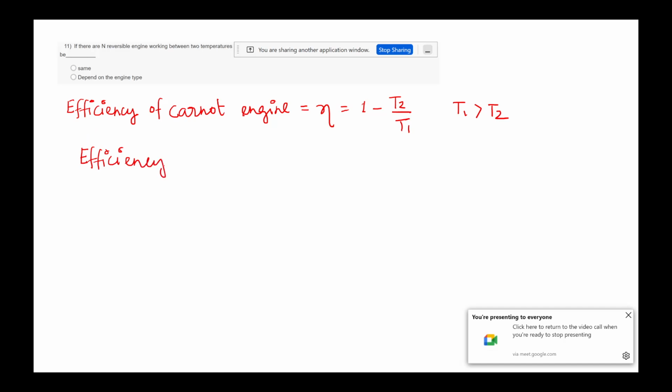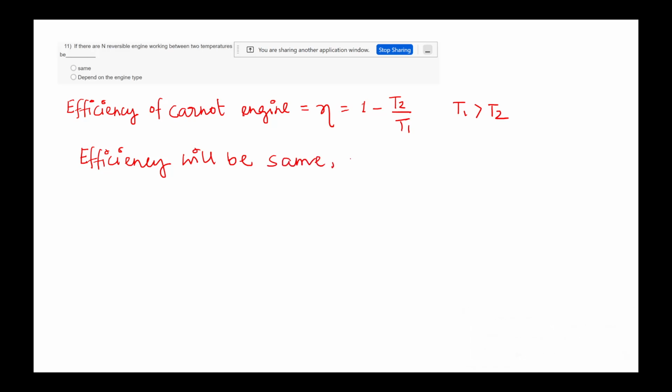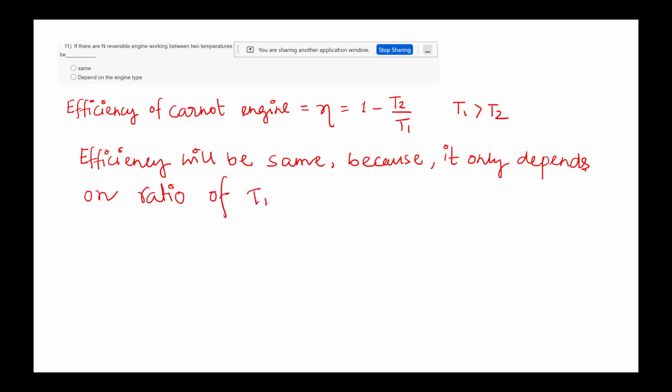Efficiency will be the same because it only depends on the ratio of T1 and T2.